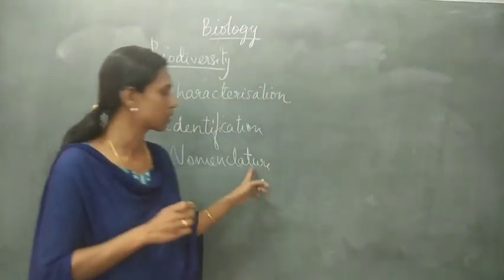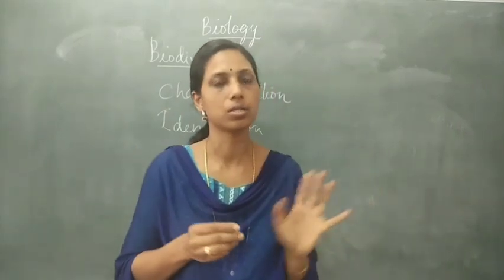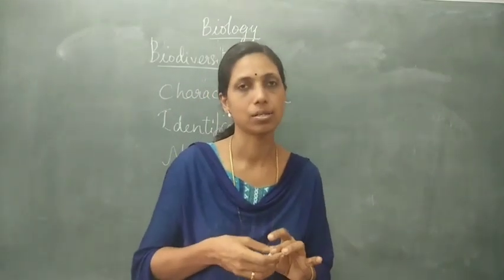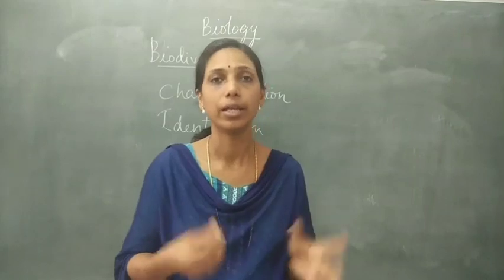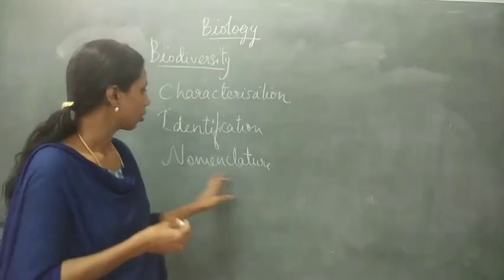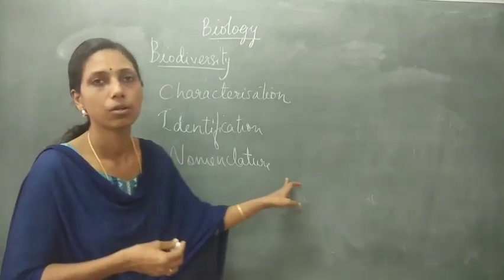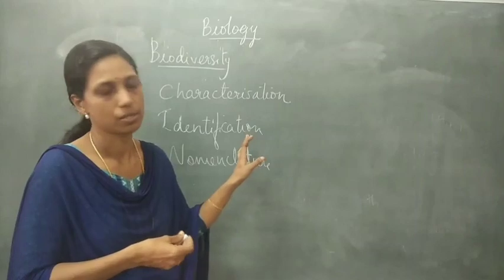You may be familiar with a few scientific names. For human beings it is Homo sapiens. Then mango, Mangifera indica. We'll come to those points. So nomenclature is the naming of living organisms.